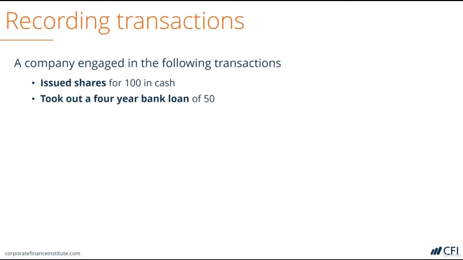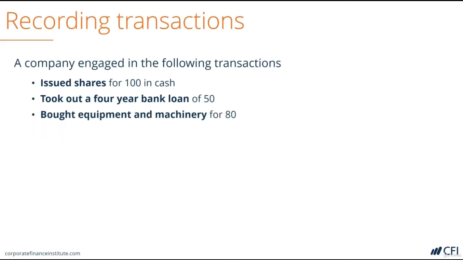Now we're ready to start building our balance sheet. In order to build it, we're going to take the following transactions, record them, and see how the balance sheet gets constructed. So here are the transactions we're going to record. The company issued shares for $100 in cash. It took out a 4-year bank loan of $50.